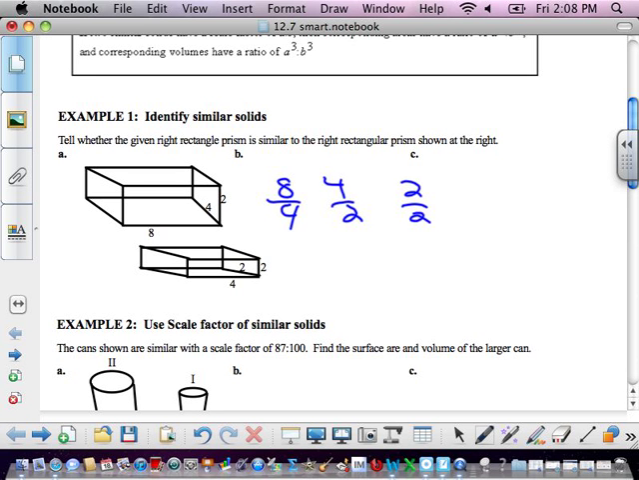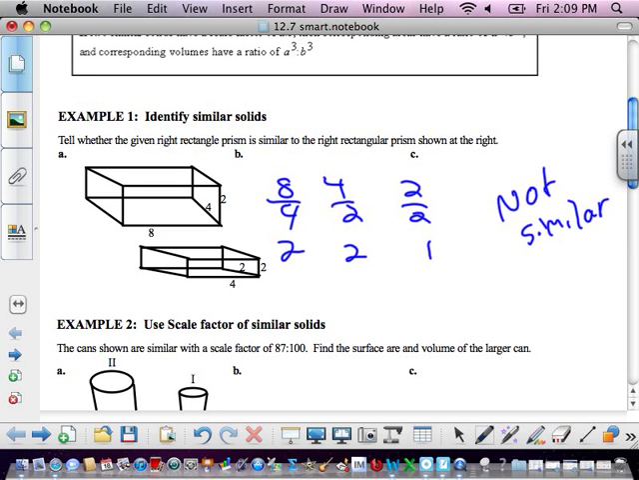It's just my crazy drawing. But we're going to talk about whether they're similar. Okay? 8 over 4 reduces to 2. 4 over 2 reduces to 2. But 2 over 2 reduces to 1. So are they similar? No. Not similar. It's like we're looking at these at different perspectives as well. You know, one you're looking head on, one you're looking side on.